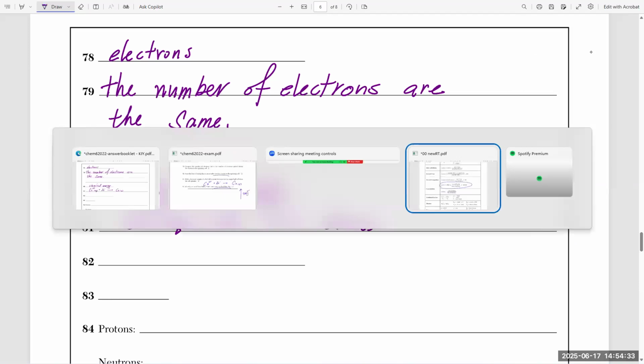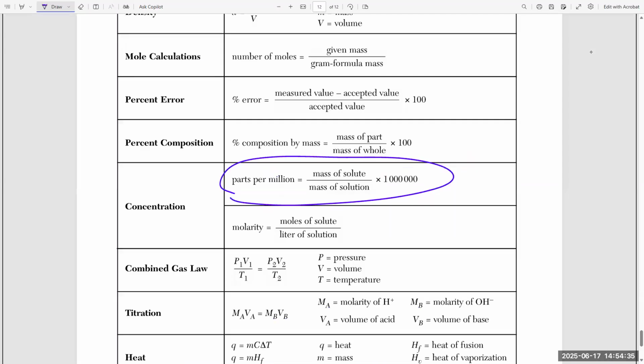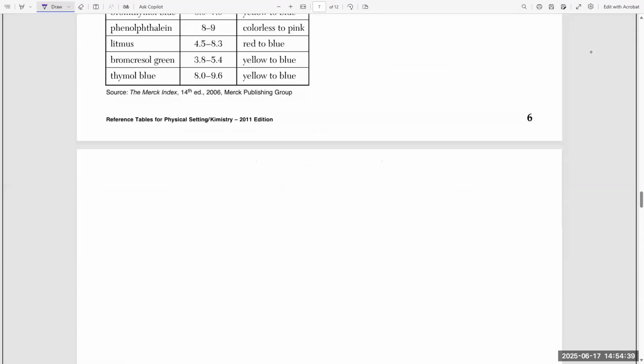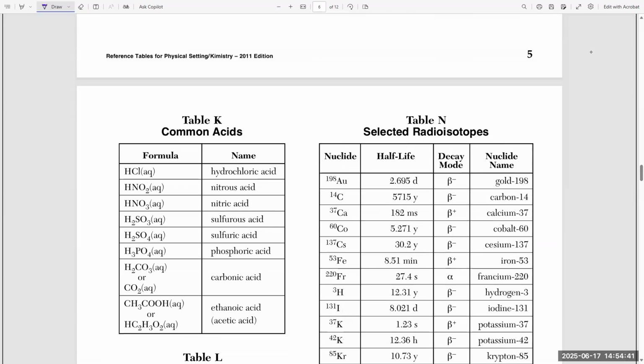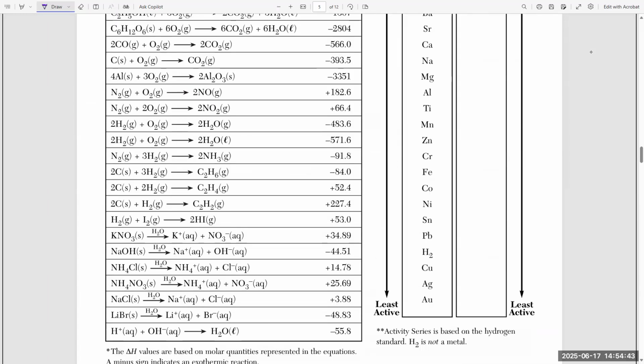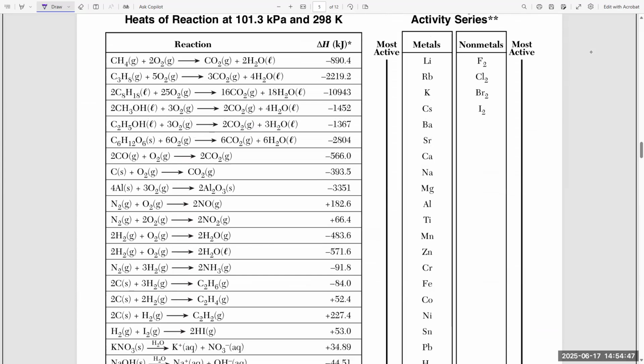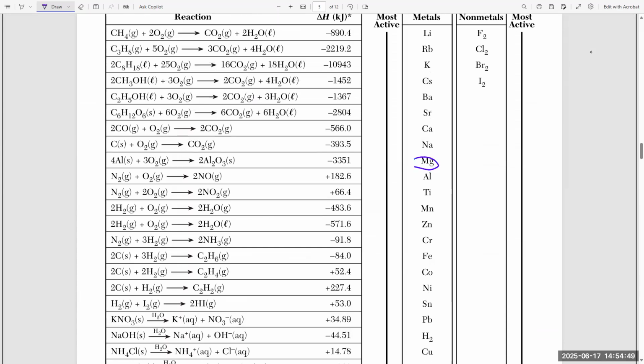Have you noticed how little we actually use the reference table? It's nice when you memorize some stuff. All right, here we go. So go to J. Here we are. We've got magnesium. Where's magnesium? Magnesium is right here. So what's the answer? Be careful.